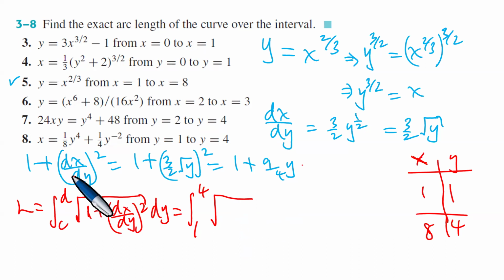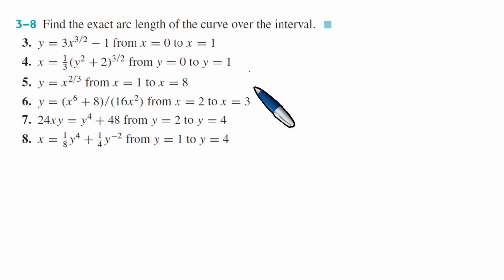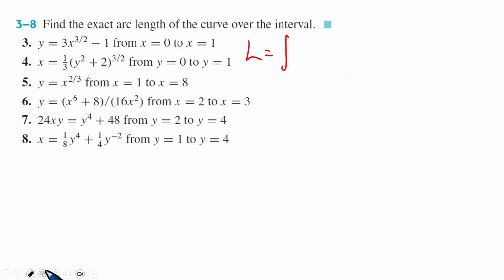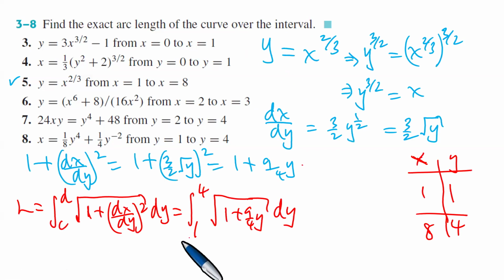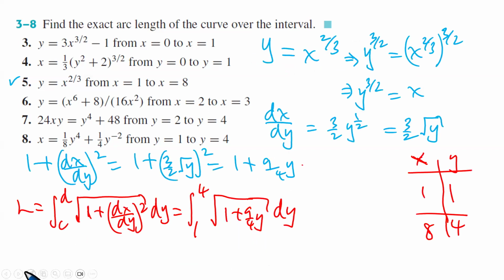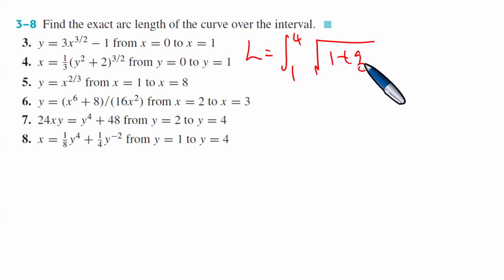The square root of the 1 plus dx dy squared, it's 1 plus 9/4 y. Then you have dy. Okay, we just need to integrate this one, something similar to what we saw already. So if we integrate now, perform the integral using formula 5, c to d, well, let's forget about c to d. We've already seen that one. Let us just do this one here and say from 1 to 4, the square root of 1 plus 9/4 y dy.